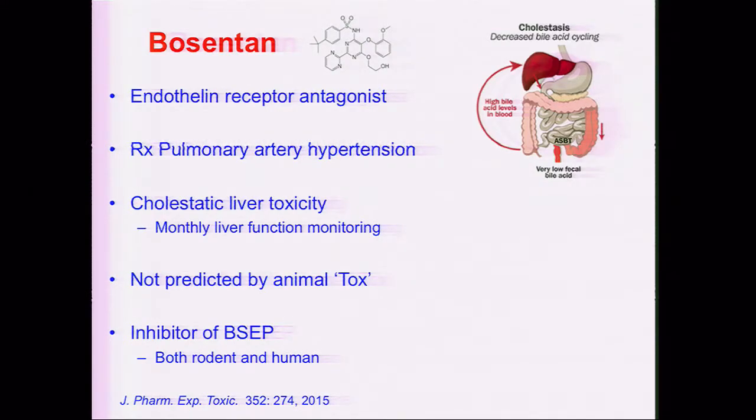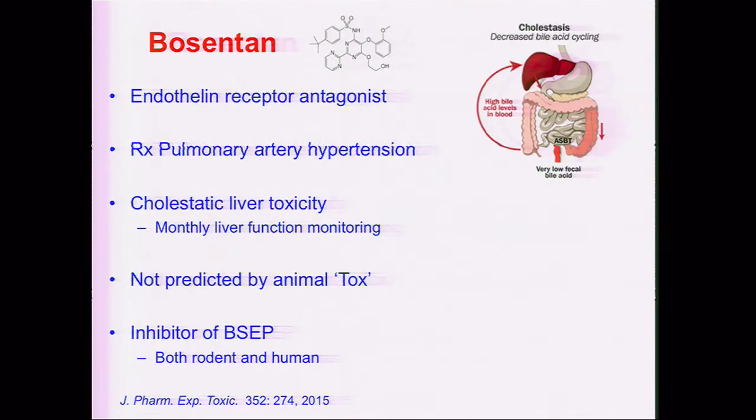It all looked good. Turned out when it was put into people, and this was after the development occurred, about 10 to 15% of people develop cholestatic liver toxicity that brings them to clinical attention. Because of that, the drug received a black box warning and was a real problem. And again, it was not predicted at all by what occurred in the animals.